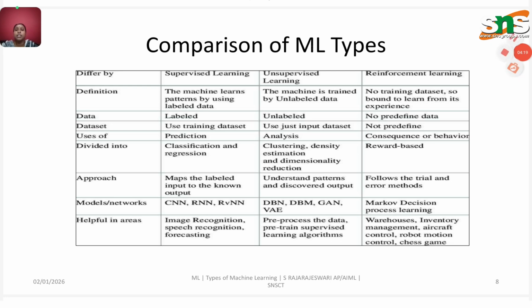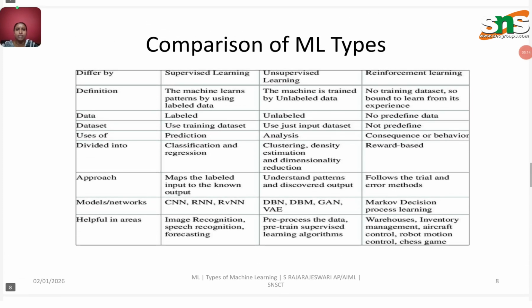Models and networks used in supervised learning are CNN and RNN. In unsupervised learning, they are DBN, DBM, GAN, and the like. Reinforcement learning has the Markov decision process. The applications under these three are image recognition and speech recognition for supervised learning, pre-processing of data for unsupervised learning algorithms, and warehouse inventory management, aircraft control, robot motion control, and chess games, which are applications of reinforcement learning.